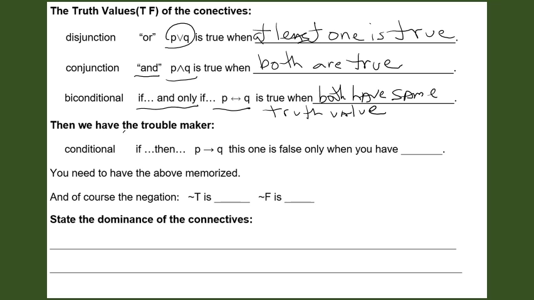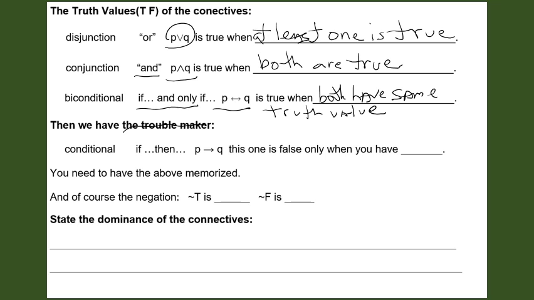Then we have the troublemaker here. The reason it's a troublemaker is that the previous three are all commutative, meaning you can switch P and Q around, and it's the same statement. But the if-then is a directional statement, meaning in the case P happens, then Q must happen. That is not the same thing as saying if Q happens, then P must happen. So this one has a direction to it.